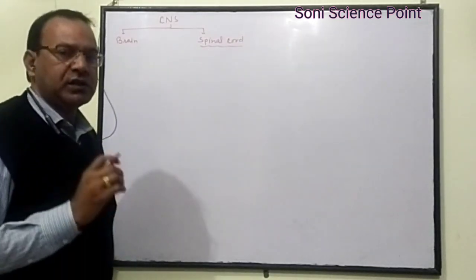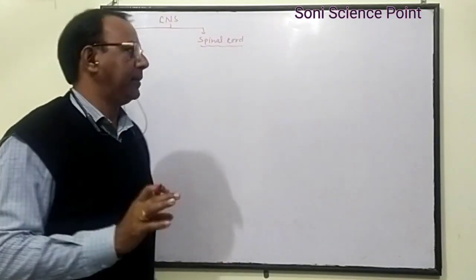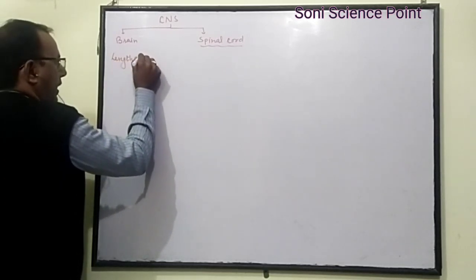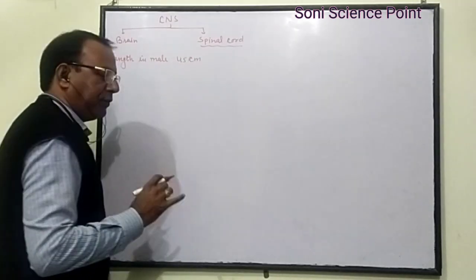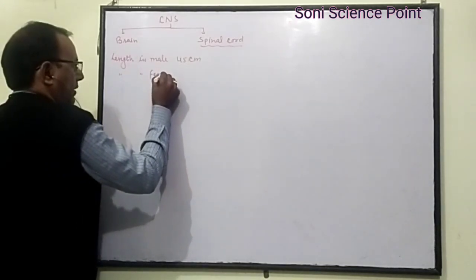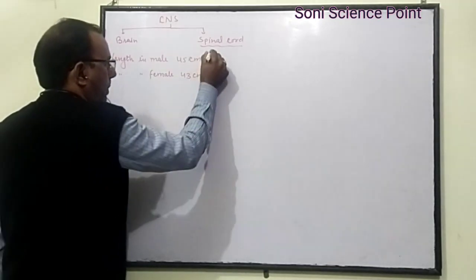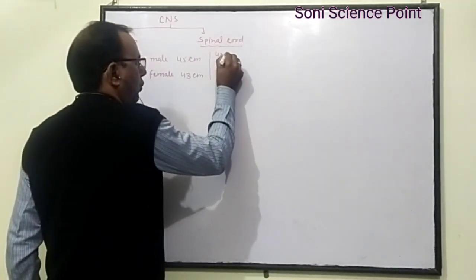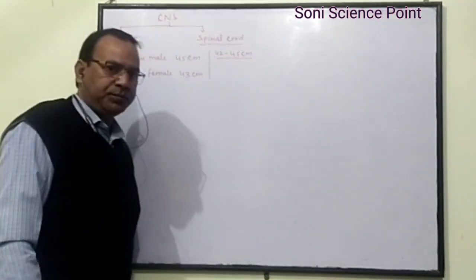The spinal cord is a long cylindrical structure. Its length is different in adult male and female. The length in male is 45 centimeter, but in female it is slightly shorter, we can say 43 centimeter. So on average we can say that the length of the spinal cord is 42 to 45 centimeter. It is cylindrical in structure.